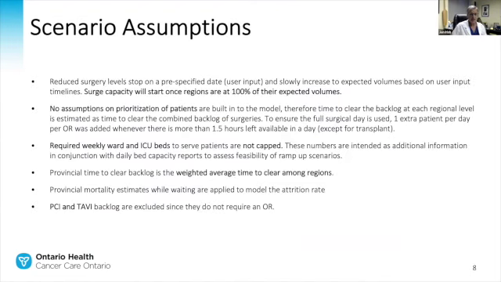Next slide. A little less heavy. Here are some of the assumptions that we made. The surge capacity will start once regions reach 100% of their expected volumes. Volumes and backlog will continue to accumulate. This is important to understand. Our backlog will continue to accumulate until we hit the 100% historical volume, and we won't reduce the backlog until we exceed that.